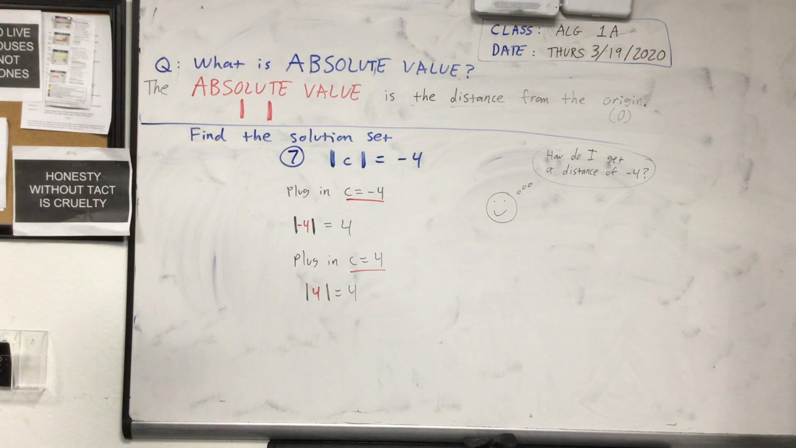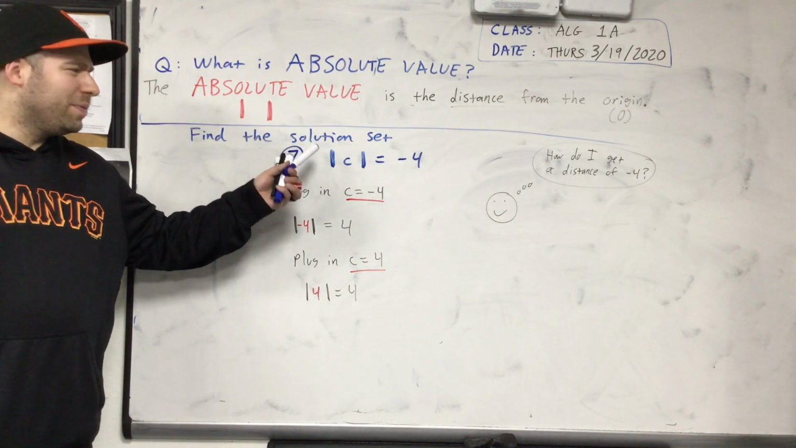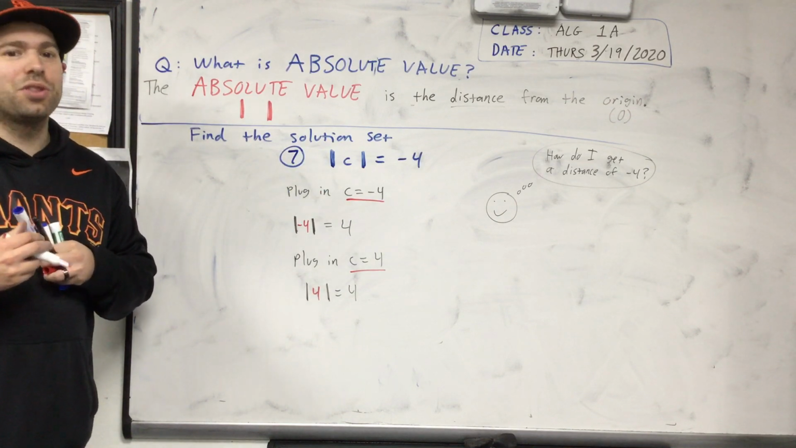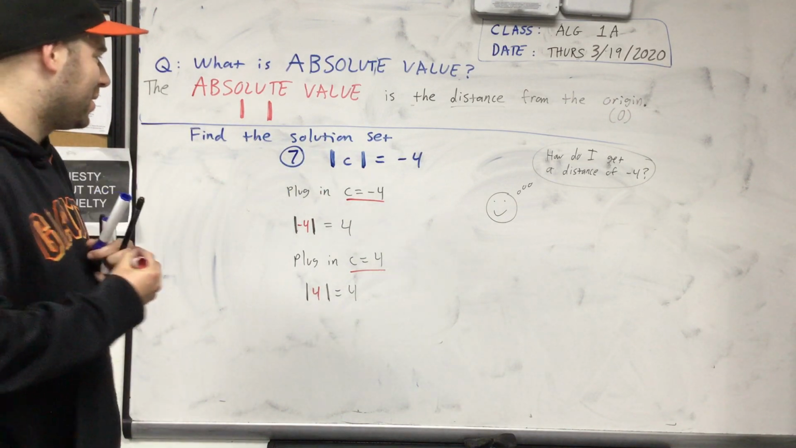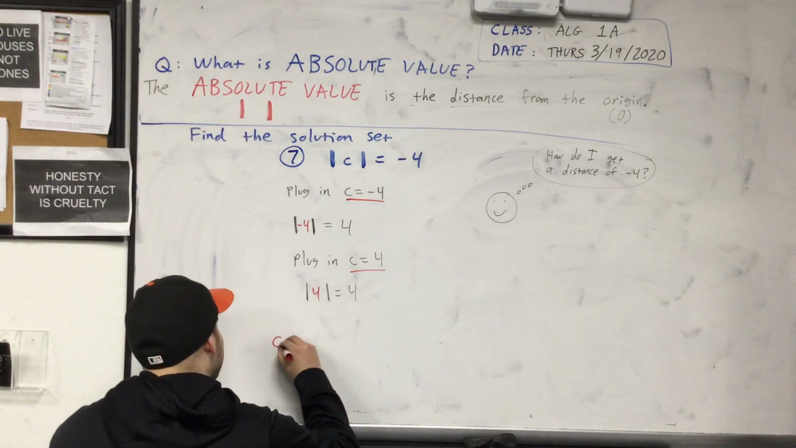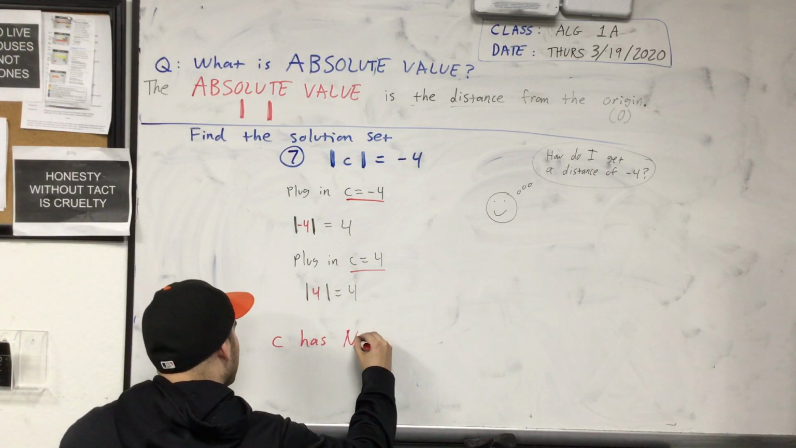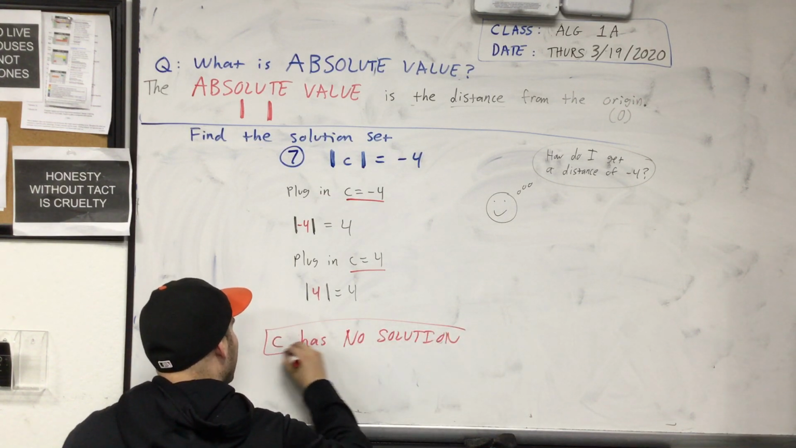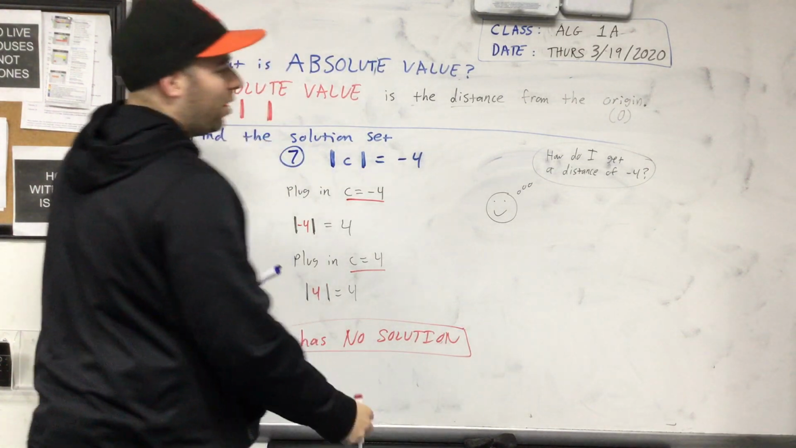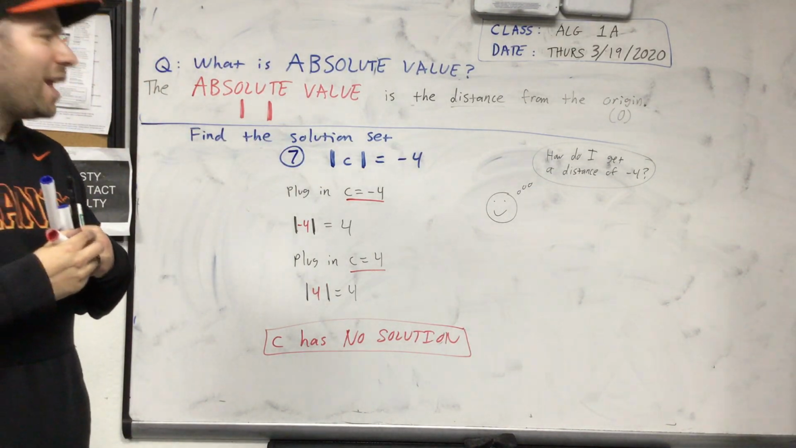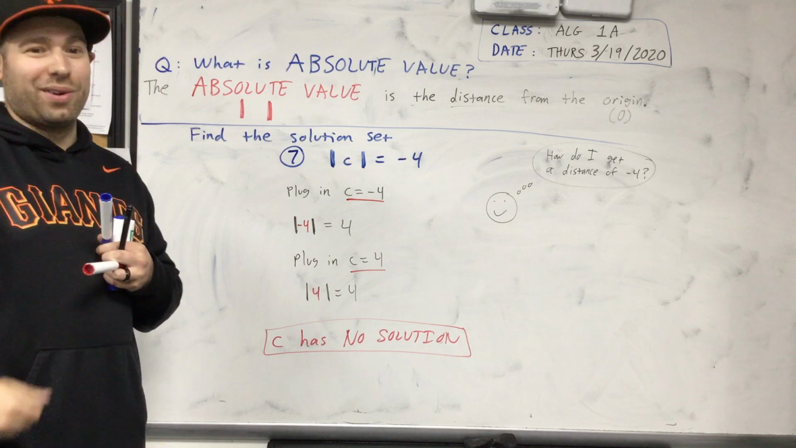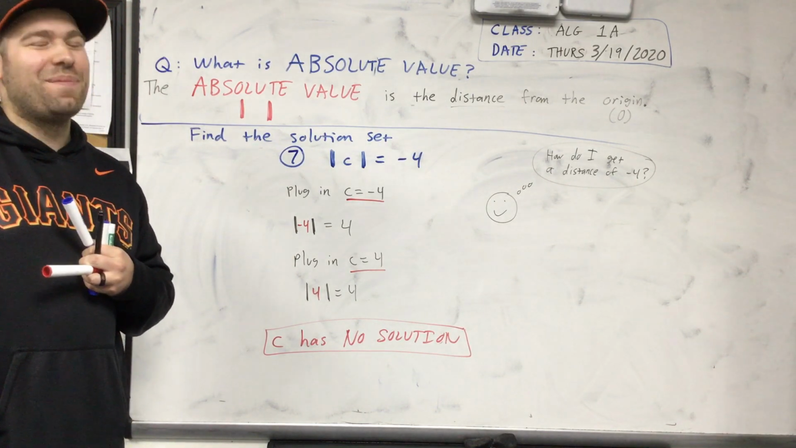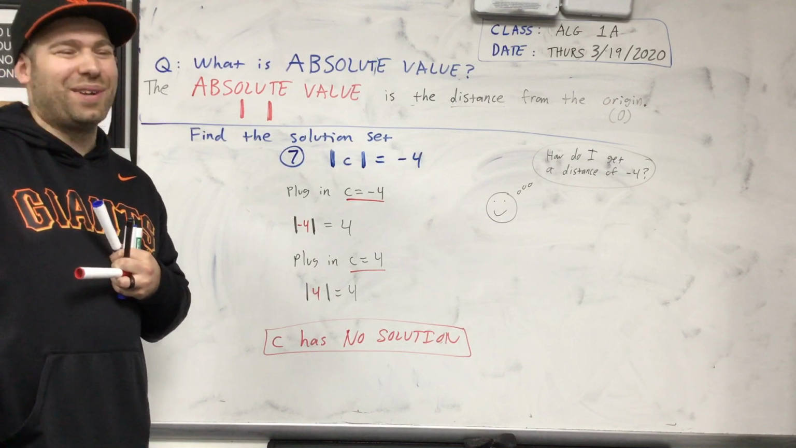I'm not happy. Well, if the absolute value bars equal a negative number, that's impossible. There's no such thing as negative distance. So the answer is C has no solution. The variable has no solution. This problem is impossible to solve. There's no such thing as negative 4 steps, or going back to the 4 laps. There's no such thing as negative 4 laps. My classmates still did the mile run.